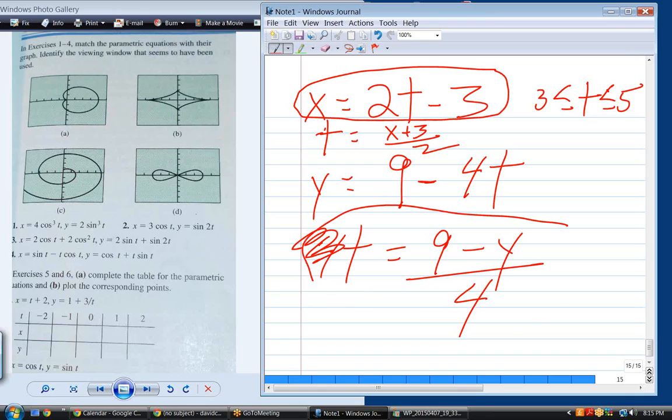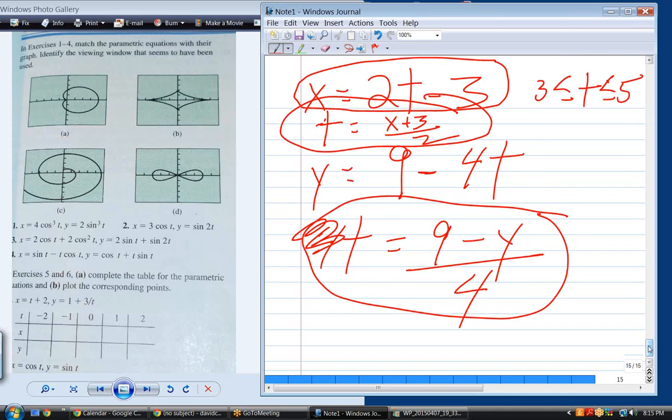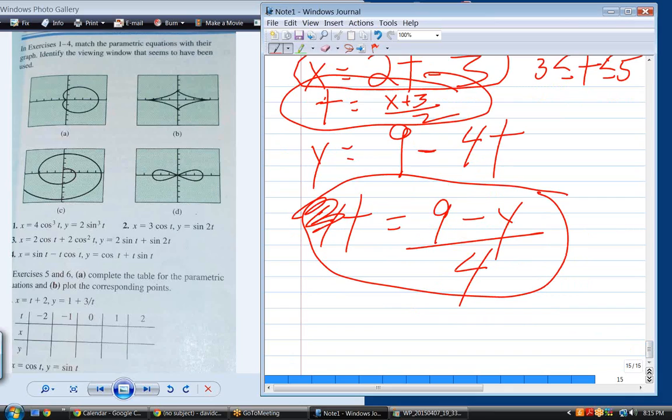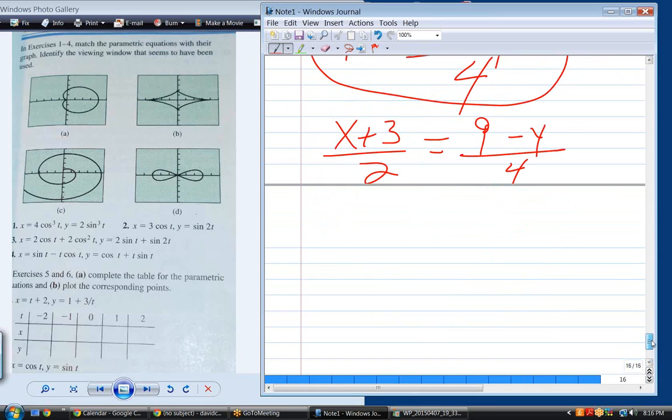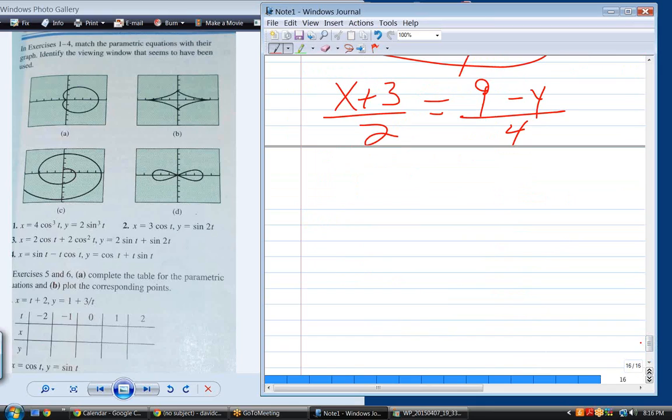So I now have this, and I have this. The t's are the same, so I can eliminate the parameter by setting this equal to that. So I got x plus 3 over 2 equals 9 minus y over 4. And so all we have to do is figure out what that's the equation of, because it says, and identify the graph of the parametric curve. What kind of graph is that?